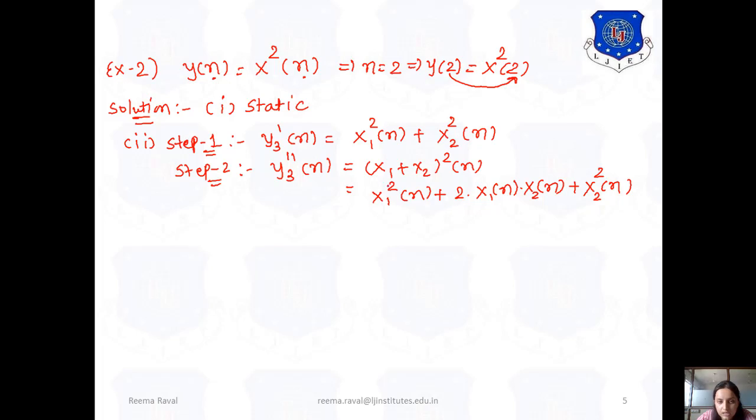As you can see, these both are not equal. y3 dash of n is not equal to y3 double dash of n, so the system will be non-linear. So the system is a non-linear system.